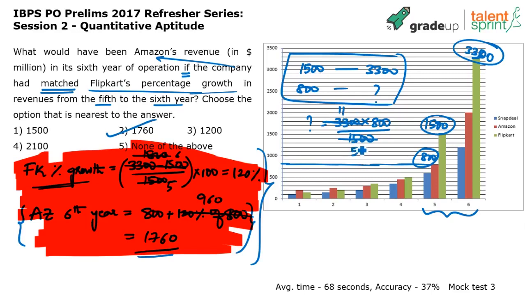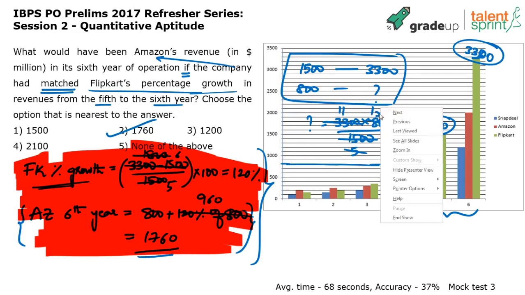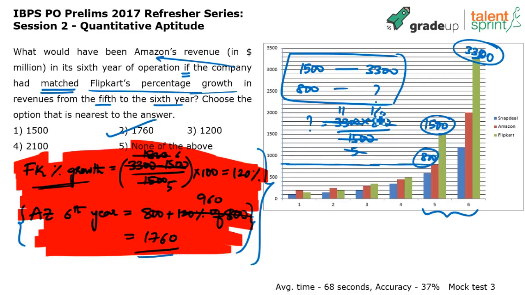300 into 11, 300 into 5. In 5 year goes how many times? 160 times. So 160 into 11. What is 160 into 11? 1600 plus 160, 1760. Same answer. See, one step, just one step.